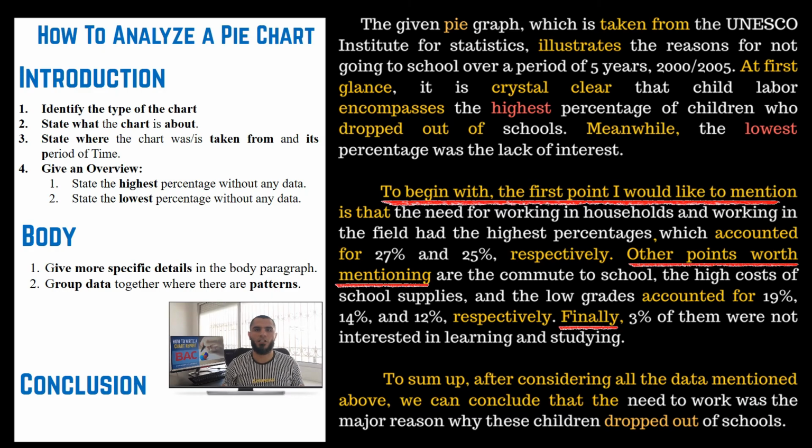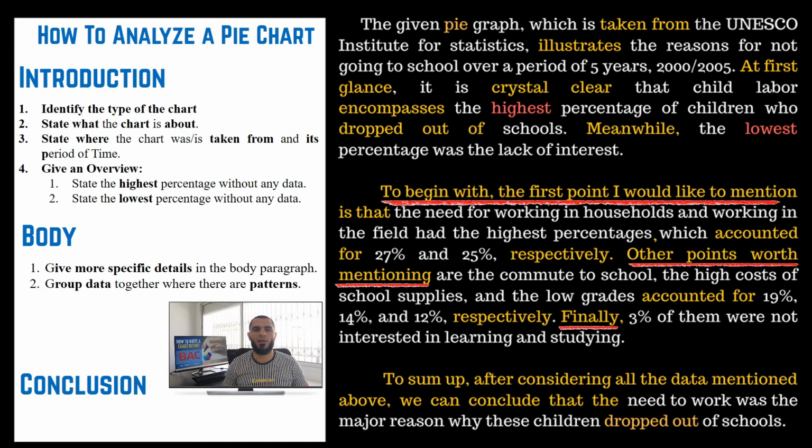Other points worth mentioning are the commute to school, the high costs of school supplies, and the low grades, which accounted for 19, 14, and 12% respectively. However, 3% of children were not interested in going to school.